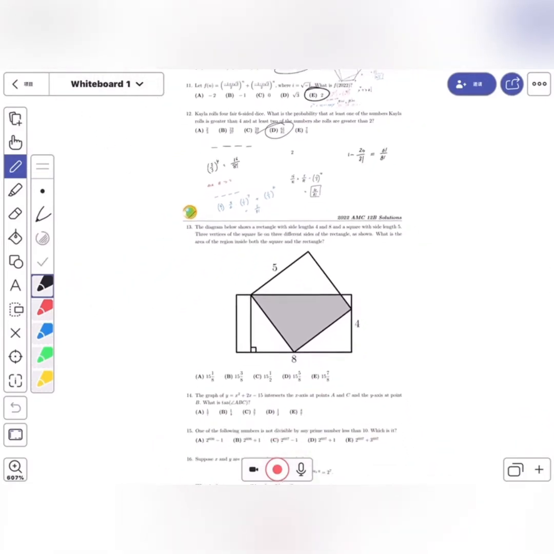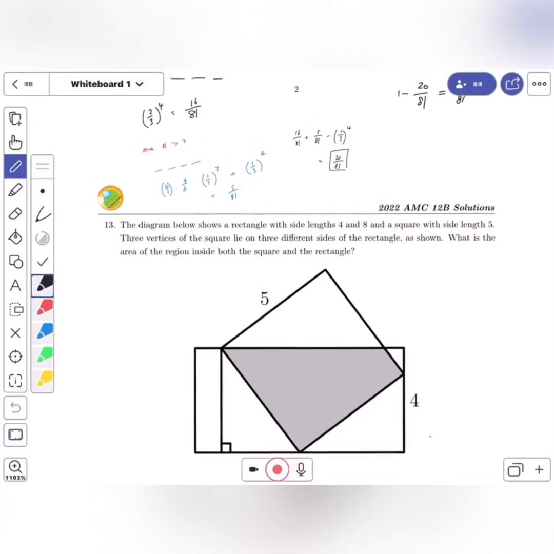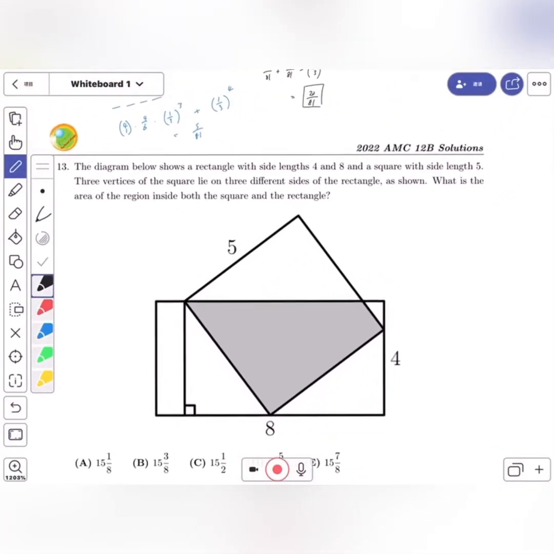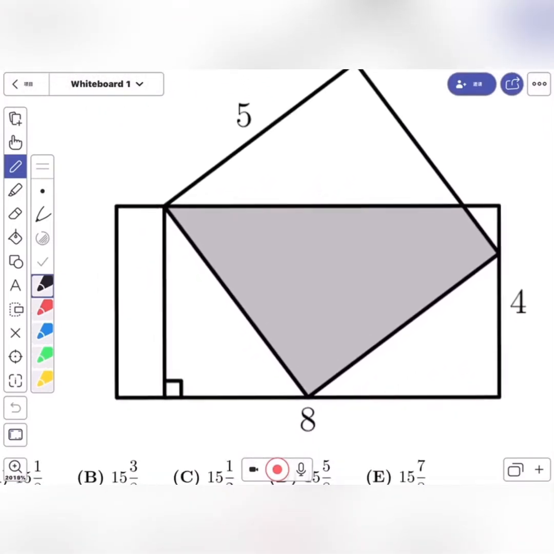Now let's go on to the next problem. Number 13 says, the diagram below shows a rectangle with sides 4 and 8 and a square with sides 5. 3 vertices of the square lie on 3 different sides of the rectangle as shown. What is the area of the region inside both a square and a rectangle? Now, because this is a square, then we know that all 4 sides are 5.